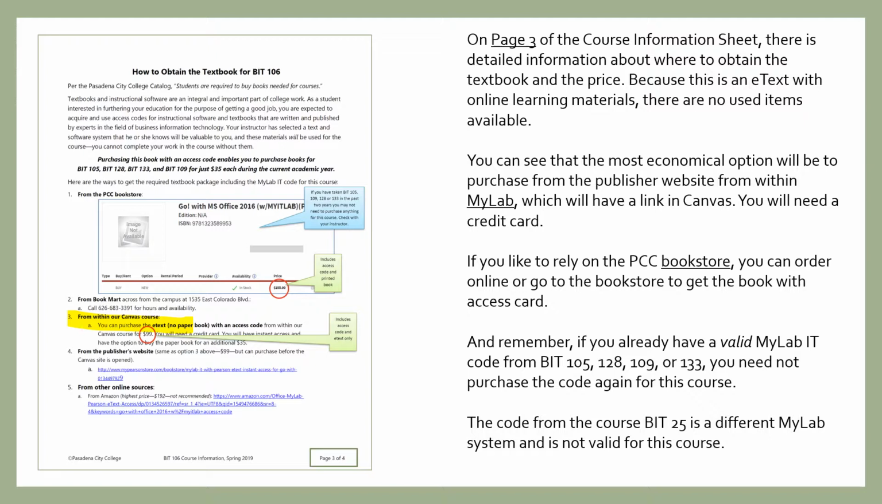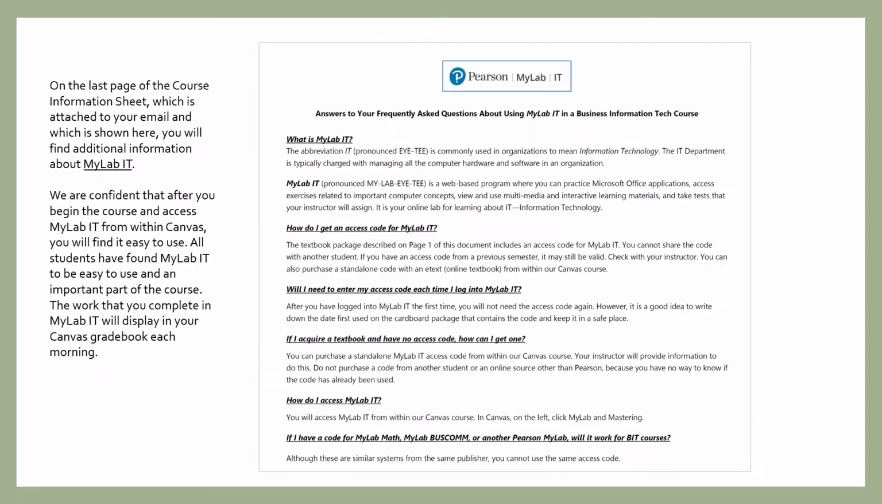You will need a credit card. If you like to rely on the PCC bookstore, you can order online or go to the bookstore to get the book with access card. And remember, if you already have a valid MyLab IT code from BIT 105, 128, 109, or 133, you need not purchase the code again for this course. The code from the course BIT 25 is a different MyLab system and isn't valid for this course.